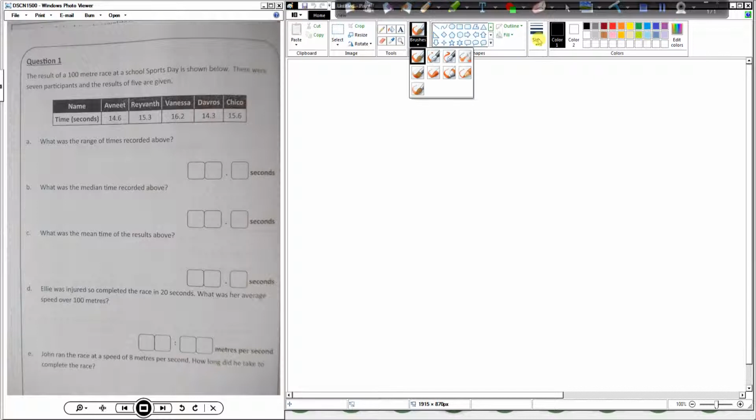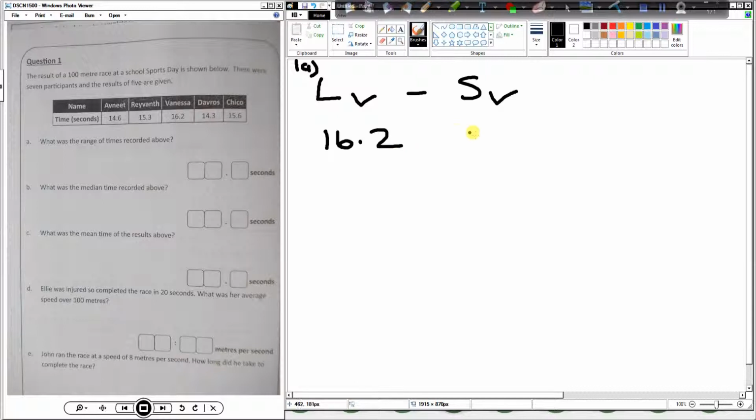In order for us to work out the range, we need to work out the largest value minus the smallest value. That's how we work out the range for number 1A. What is the largest value? The largest value is 16.2. The smallest value is 14.3. And the answer, if you minus them, gives us?